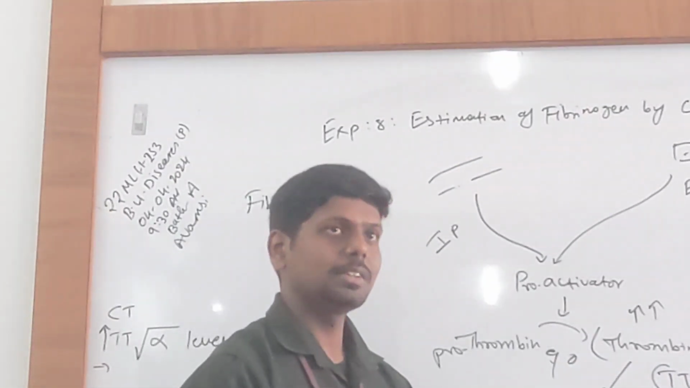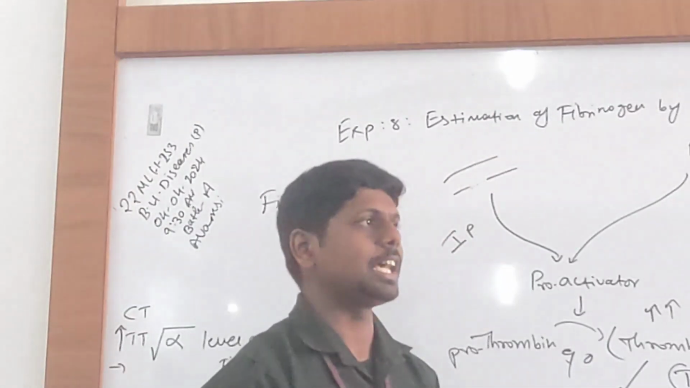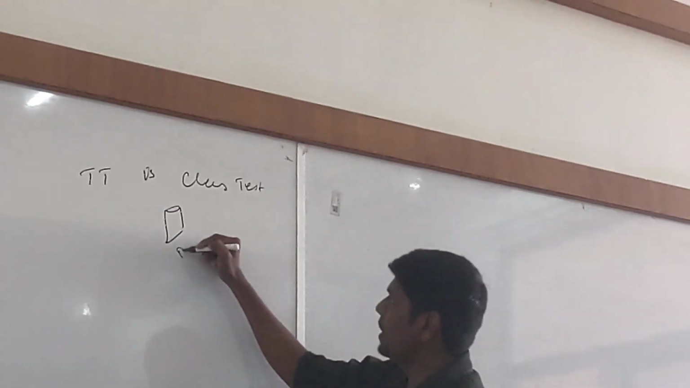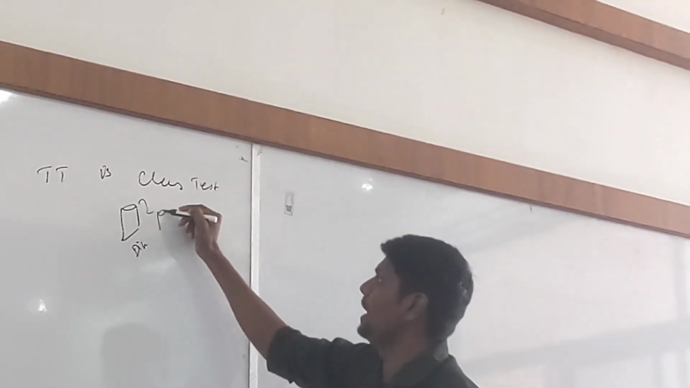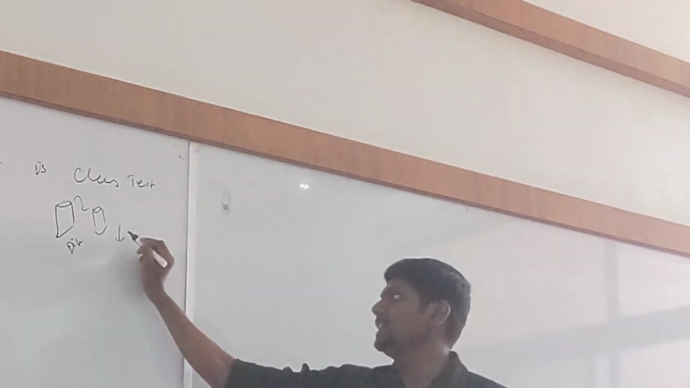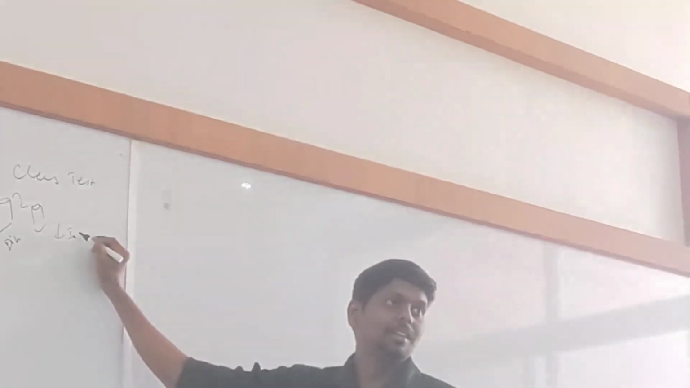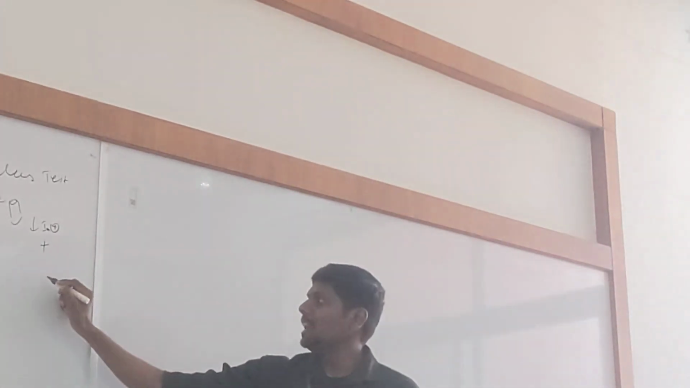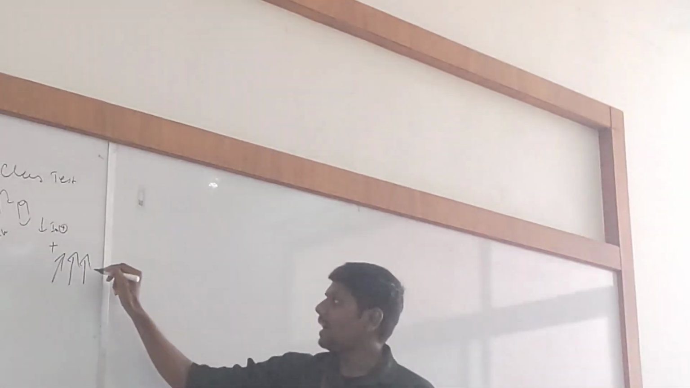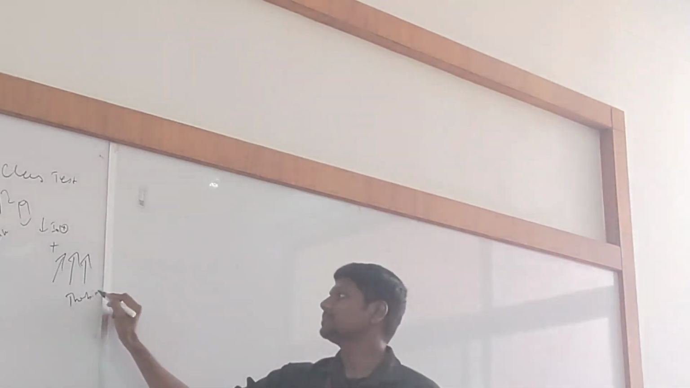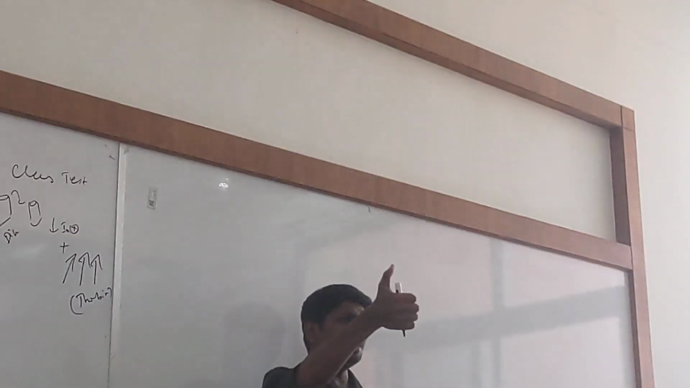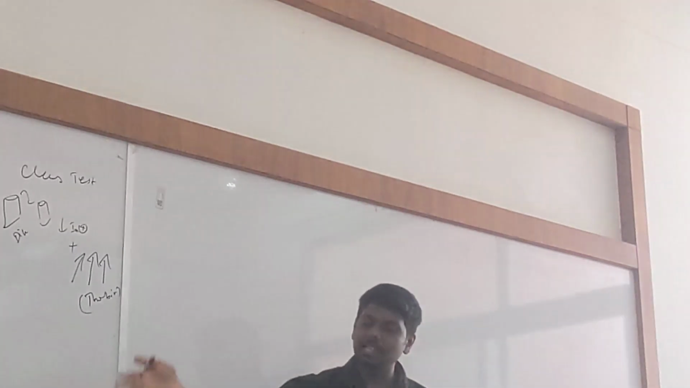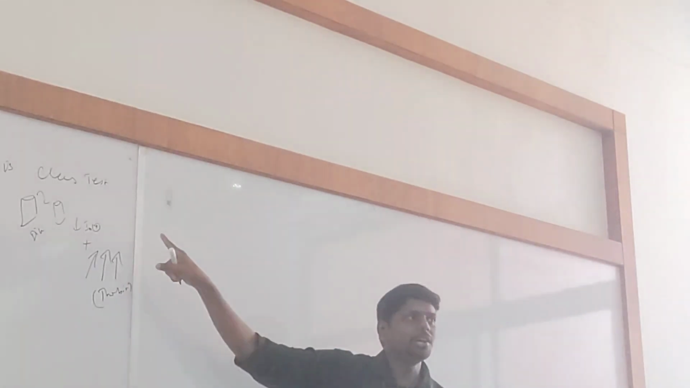Because of inhibitors, I need to remove inhibitors from the sample. How can I remove inhibitors? I will dilute the sample. First I diluted the sample, serial dilution I have done. Dilution will minimize the inhibitor concentration. Plus I will use a high concentration of thrombin. Purposefully I am using a heavy concentration of thrombin, so that will suppress other inhibitors. That is the idea of the Clauss test.